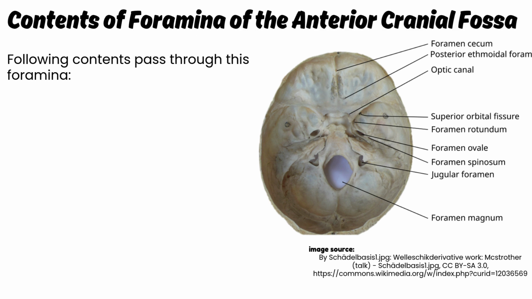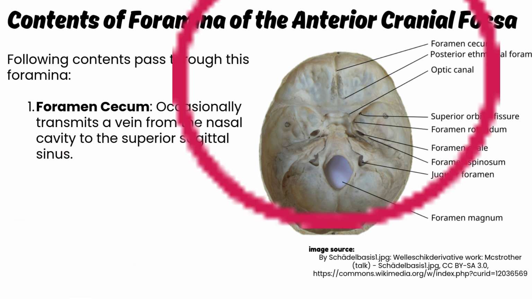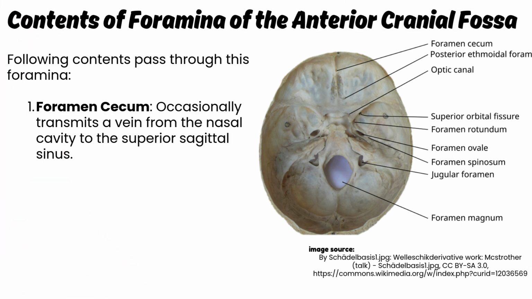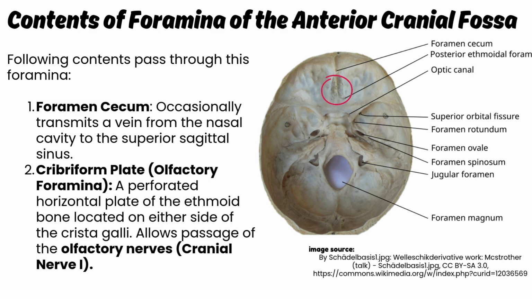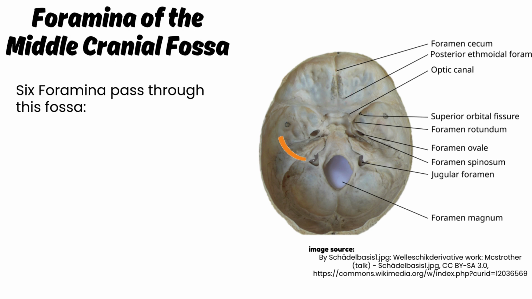The following contents pass through these foramina. Foramen cecum occasionally transmits a vein from the nasal cavity to the superior sagittal sinus. Cribriform plate, also known as olfactory foramina, is a perforated horizontal plate of the ethmoid bone, located on either side of the crista galli. It allows passage of the olfactory nerves, cranial nerve 1.